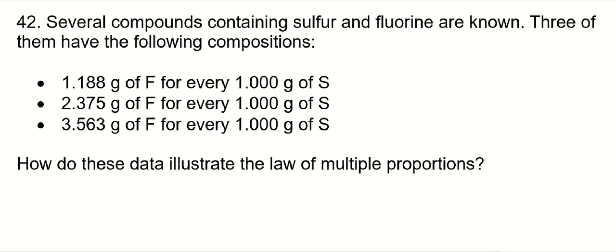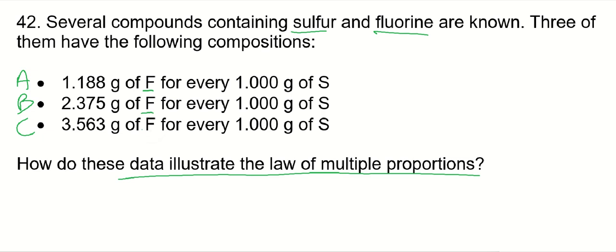So how do these data illustrate the law of multiple proportions? Now, John Dalton's theory was when two elements, and that's what we have here, sulfur and fluorine, combine to form a series of compounds. So let's call this compound A, compound B, compound C.